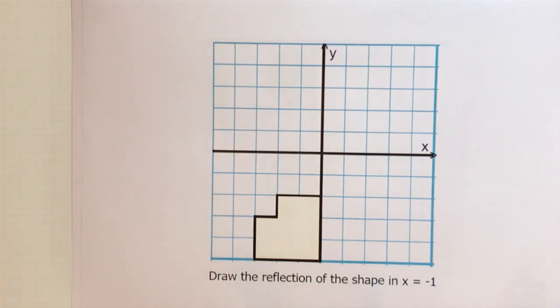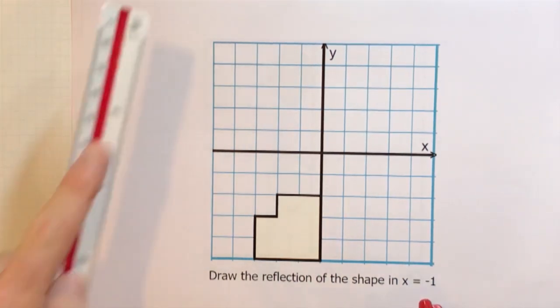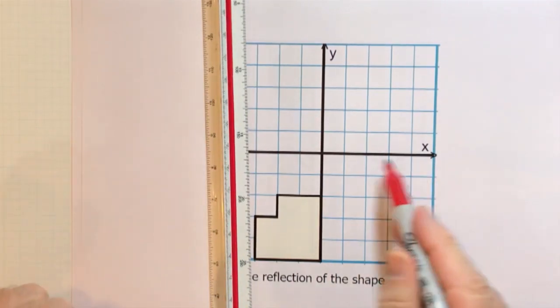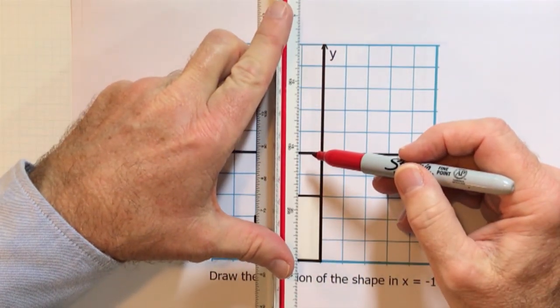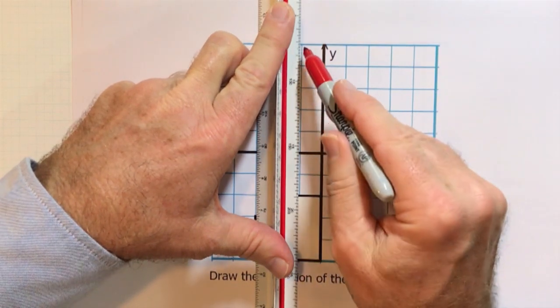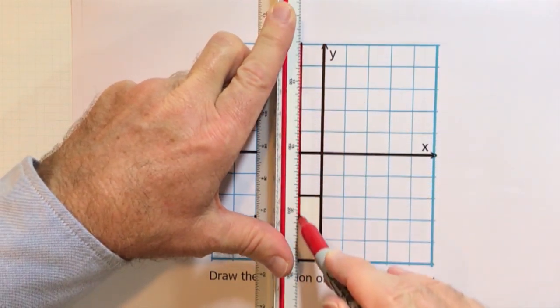This shape has to be reflected in the line x equals minus 1. x equals -1 is all the points that have an x value of -1. So looking on my x-axis, there's -1. I'm going to draw a mirror line that goes through there.